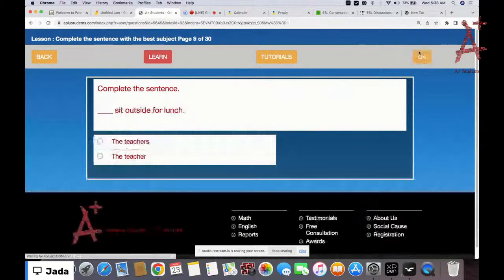So let's see. Next one is Dash sits outside for lunch. So sits without S. Okay. So you need to find what? A subject with what? S. So now the teachers, right? The teachers. Okay. The teachers sit outside for lunch. Okay. It's going to be this one.